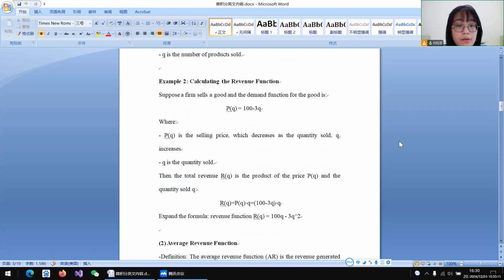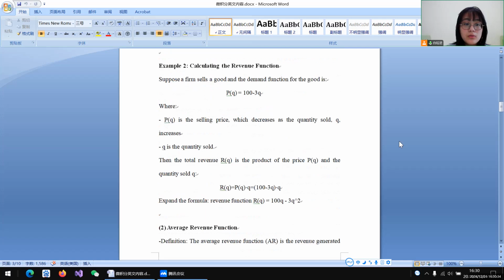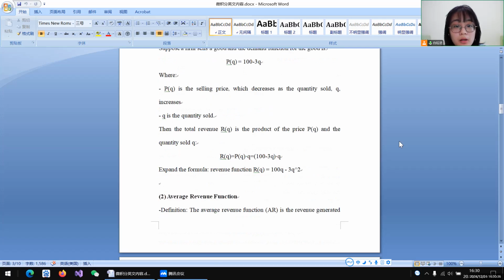Then the total revenue R(Q) is the product of the price P(Q) and the quantity sold Q, which is R(Q) equals P(Q) multiplied by Q equals (100 minus 3Q) multiplied by Q. Expanding the formula, the revenue function R(Q) equals 100Q minus 3Q squared.